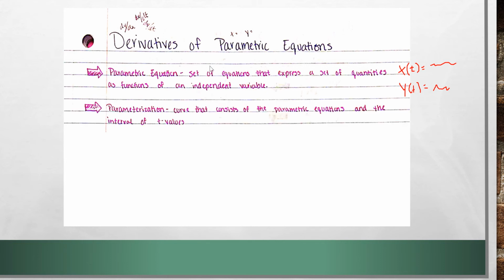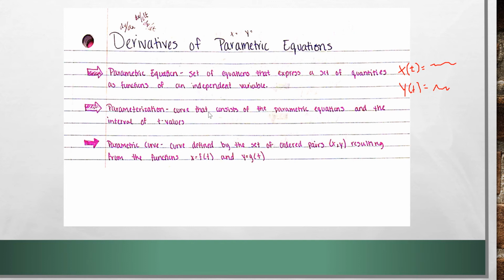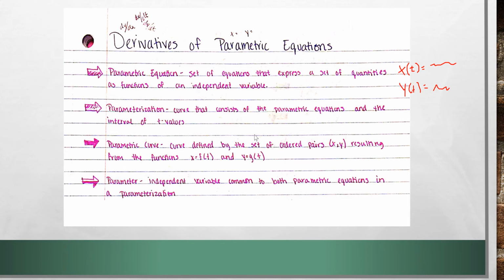A parameterization is a curve that consists of the parametric equations and the interval of t values. A parametric curve is a curve defined by the set of ordered pairs x, y, resulting from the functions x of t and y of t. A parameter is the independent variable common to both parametric equations and a parameterization. The parameter that we're going to be dealing with today is t, which stands for time.